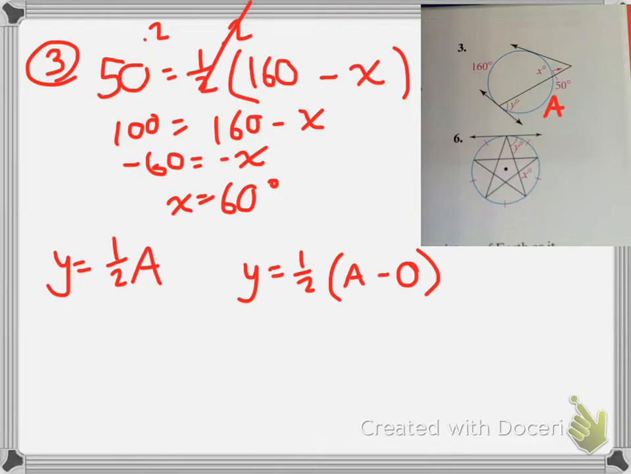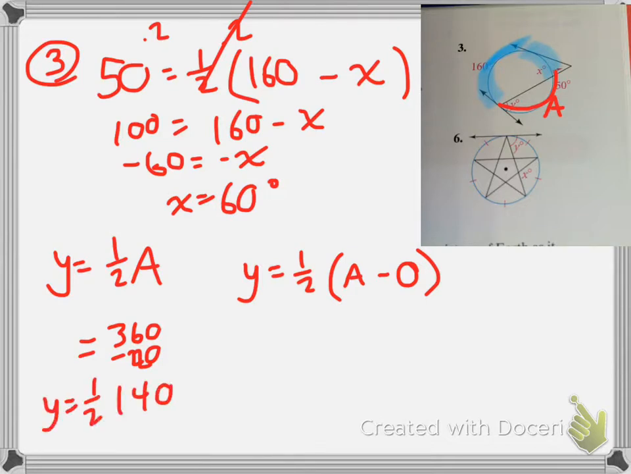So how do we figure out A? Well, again, you're going to use this logic as much as possible. If that arc is 160, and we know that x is 60, that leaves us with 220 degrees being occupied, right? So the rest of it, arc A, would have to be 360 minus 220, which is 140, right? So y is half of 140, which is 70 degrees.